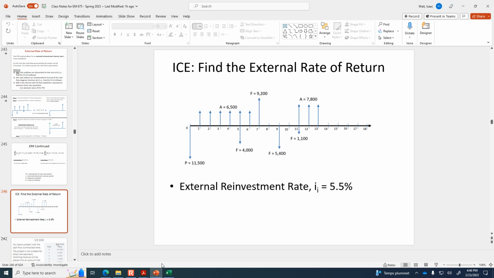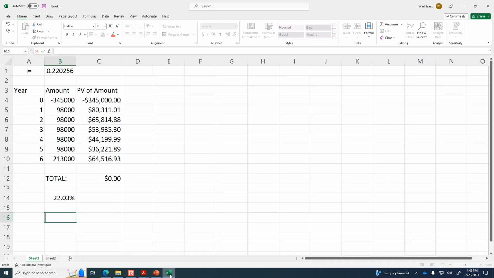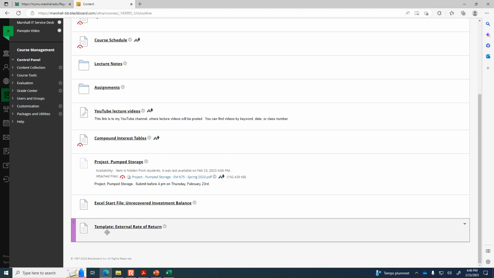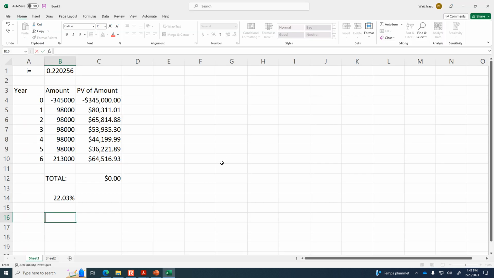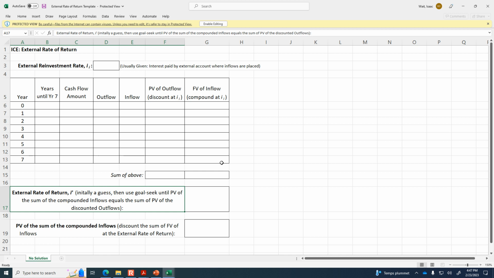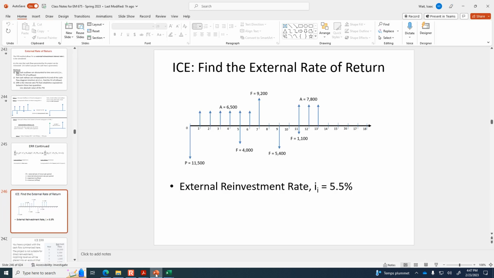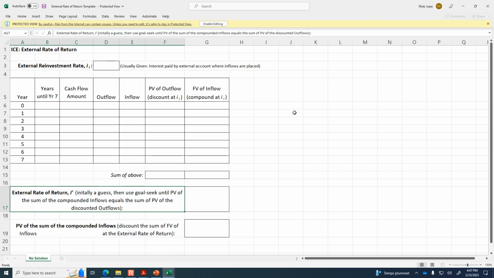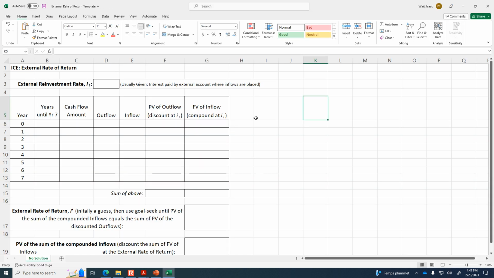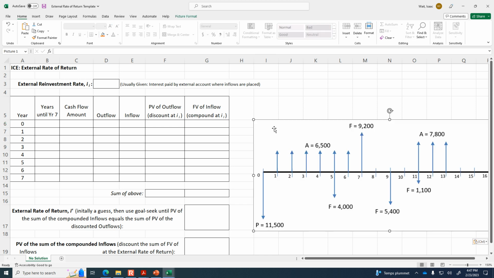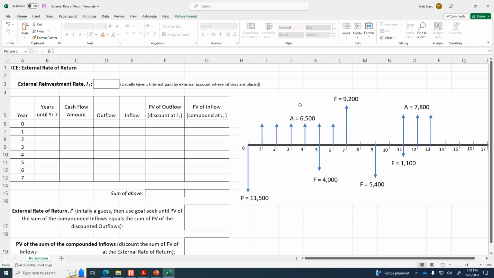Okay, so go to that template file that I put onto Blackboard, download a copy of that. All right. So we're going to have to adapt this because this cash flow diagram goes for 13 years. So we've got some more rows to add. But the column headers are the right way.